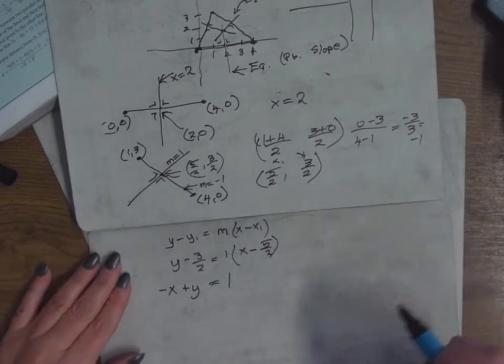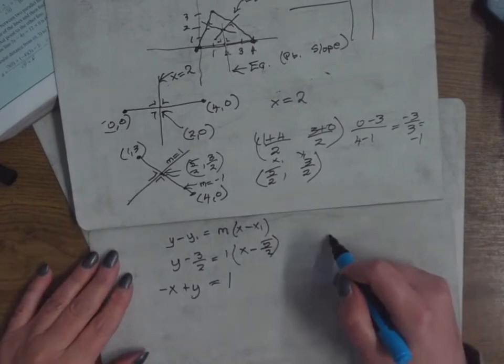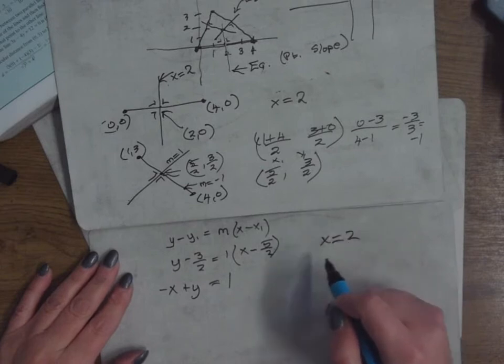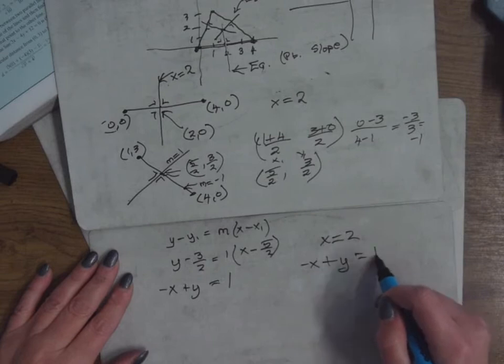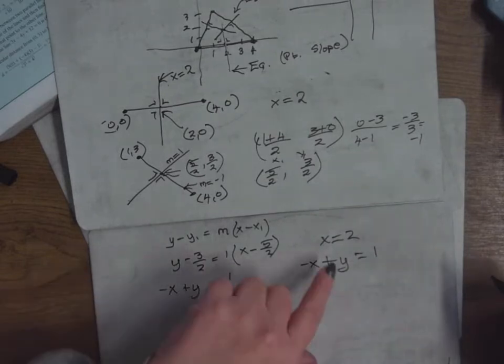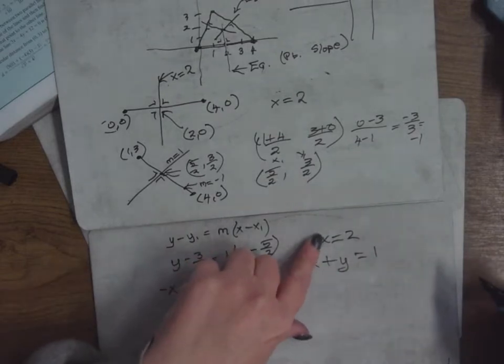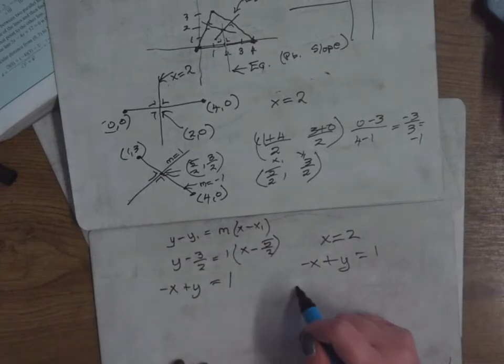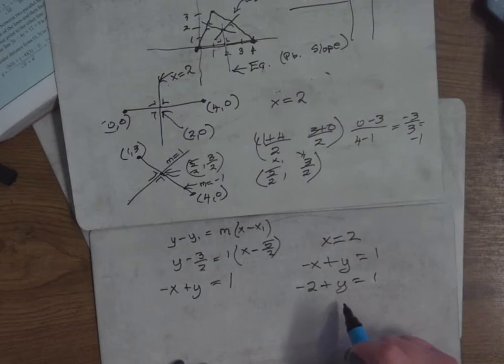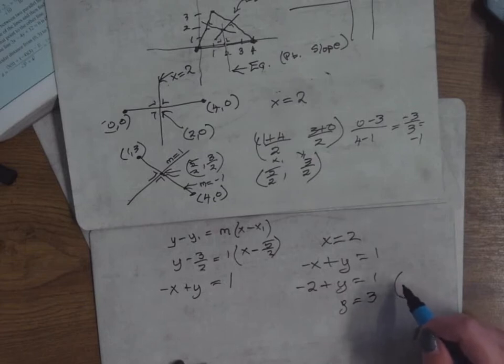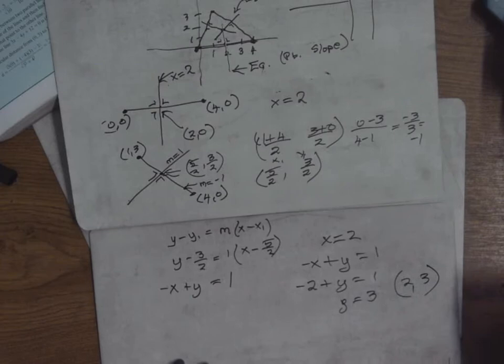Right, okay. So one of my equations is x equals 2. The second equation is minus x plus y equals 1. Okay, so I've just figured out x is 2, haven't I? So that means minus 2 plus y equals 1. So y is equal to 1 plus 2, which is 3. So the point of intersection, the circumcenter, is 2, 3. Okay, is that alright?